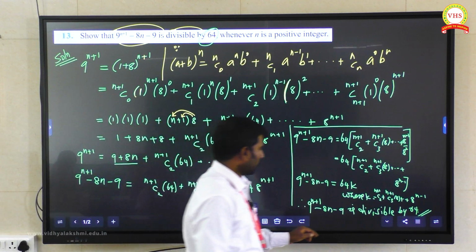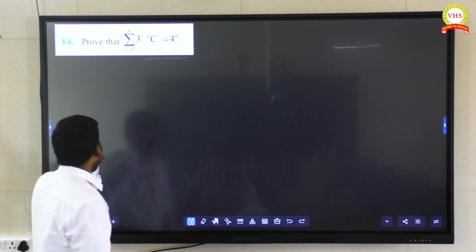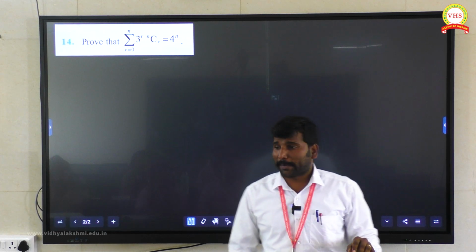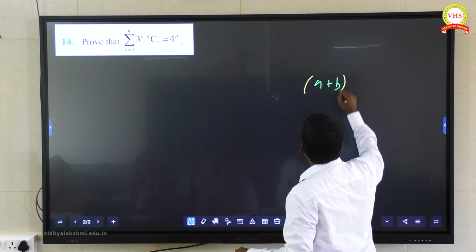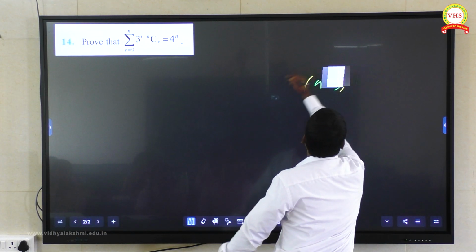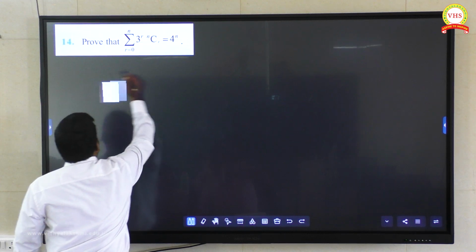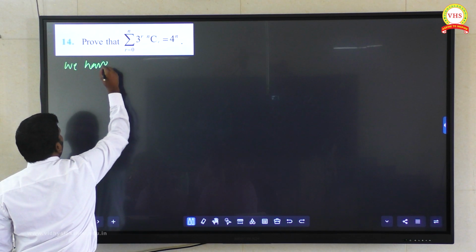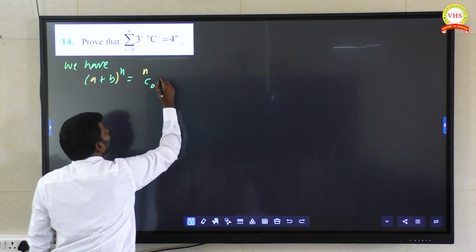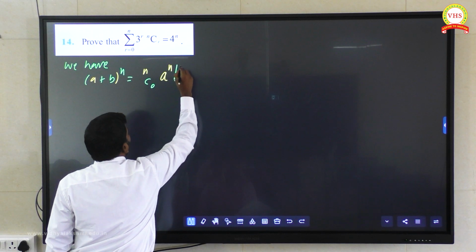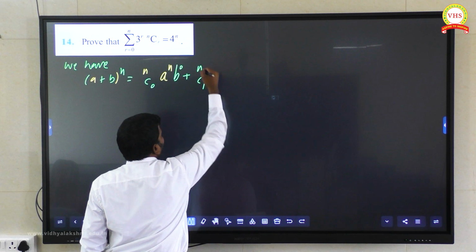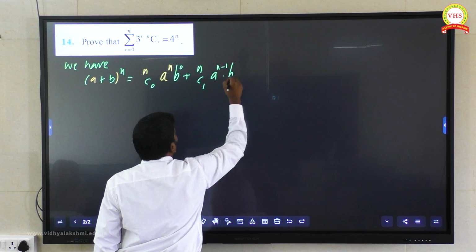One more question. From this exercise we have one more. This is after looking at the 14th one. Do you remember that formula? A plus B whole power n, the general form I gave. Do you remember? First let me write that formula. We have A plus B whole power n equal to nC0 A power n, B power 0. Then nC1, A power n minus 1 into B power 1, where R is 1.